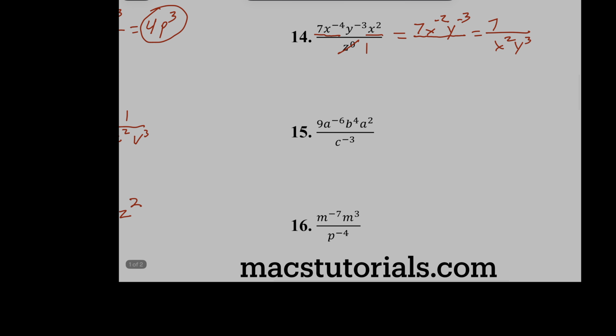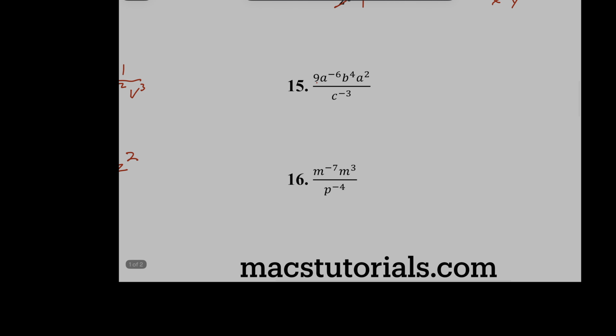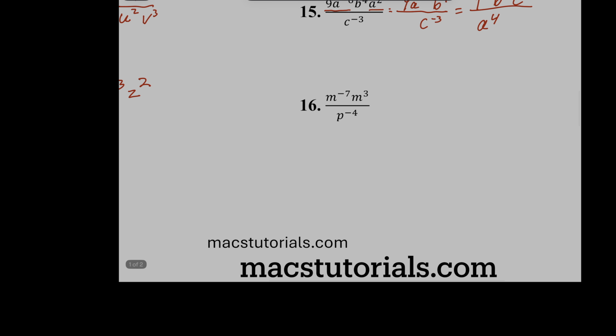Okay? Number 15. 9a to the negative 6 times a squared. That's going to equal 9a to the what? When you multiply, you add. Okay? And that's going to be b to the 4th over c to the negative 3. Now we're going to do our flipping. 9 stays on top. The negative 4 goes to the a, not to the number. My a will go down. My b will stay up. And my c will flip to the top and become positive.